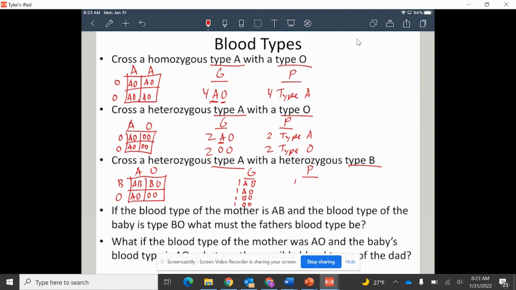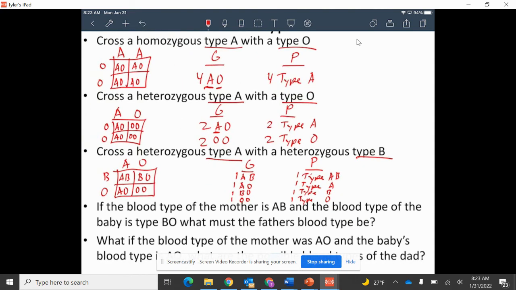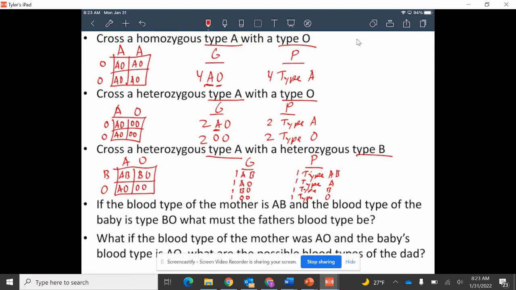You can get somebody who's type AB. You can get somebody who's type A, right? That's AO. Somebody who's type B, and then you can get somebody who's type O. So they used to try and use blood typing to help with paternity cases to try and figure out who the father is. And it's not always accurate. And you'll see why.